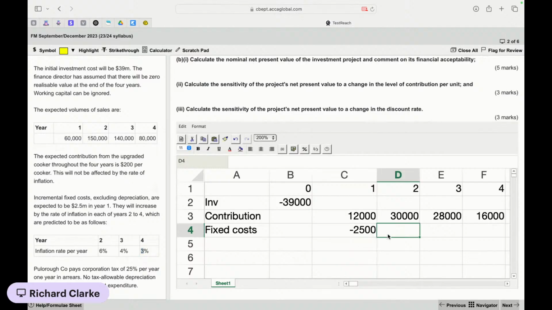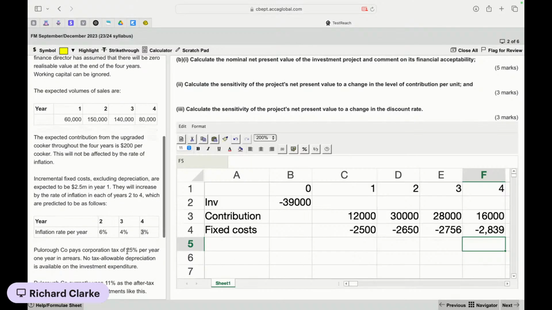Year 2 is 6%, so you take the fixed costs from last year and increase them by 1 plus the inflation rate, in this case 1.06. Same in year 3, you take last year's and inflate it for the inflation rate this year. So times 1.04, as the inflation rate in year 3 was 4%. And in year 4, we do the same again. We take last year's and times it by 1.03, as the inflation rate was 3% in that year, and I'm done.